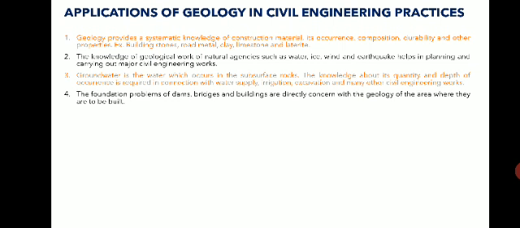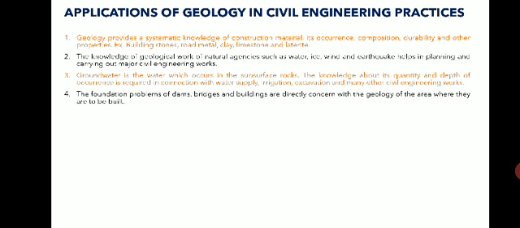Similarly, bridges: your foundation or abutment rocks, the foundation of the dam should be very strong, right? The foundation of the bridge also should be very strong, because foundation is a base, right? If that base is not strong, then what will happen? As you have seen in the Leaning Tower of Pisa, it is tilted. Why is it tilted? Because its foundation is not strong. It is constructed on loose sediment, so it has tilted.